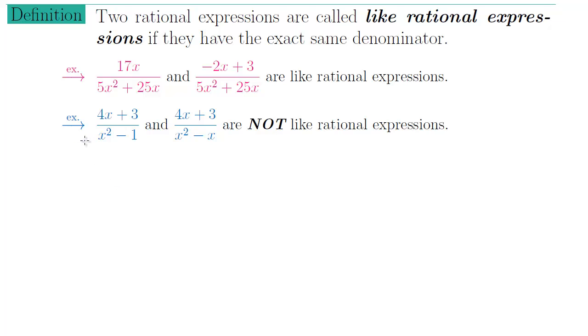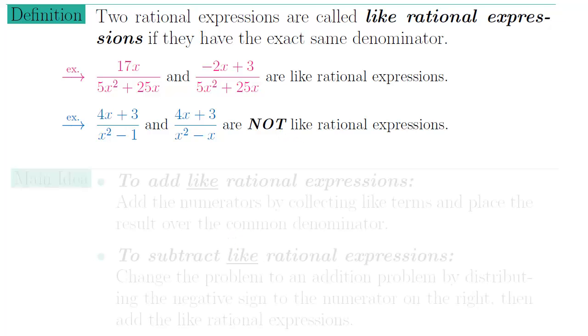However, in the second example, 4x plus 3 over x squared minus 1 and 4x plus 3 over x squared minus x, notice the denominators are different. Here it's x squared minus 1, here it's x squared minus x. Therefore, these are not like rational expressions.